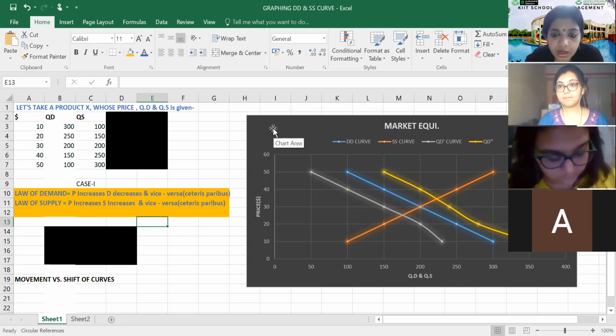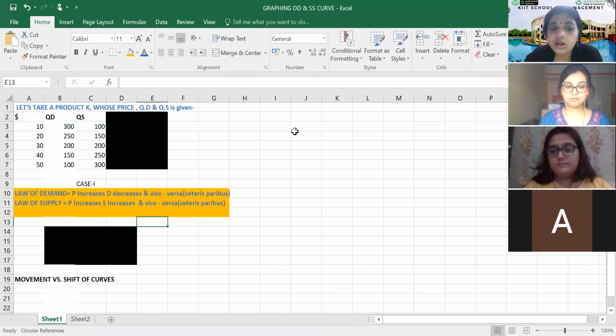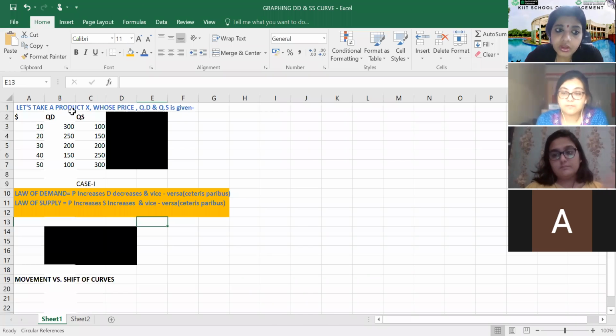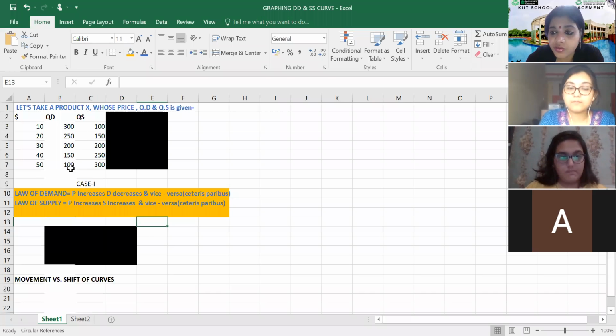So here you see multiple curves. I am deleting it all, so let us go from fresh. Here you can see I have taken up the price. Let's take a product A whose price has been given, and quantity demand and quantity supply have also been given, right? So the product is X. The price varies from $10 to $50. The quantity demand for X varies from 300 to 100. I have gone by the law of demand, so you can see that when price has increased, the demand has fallen.